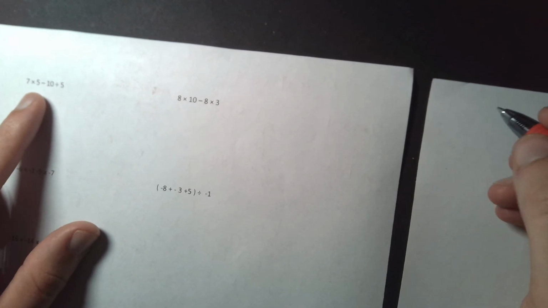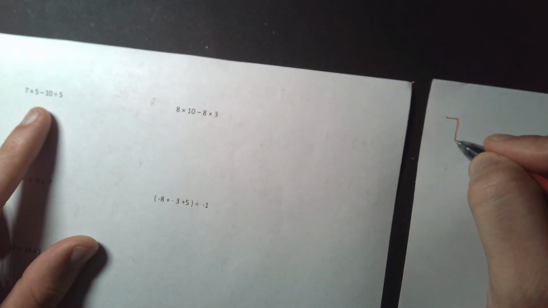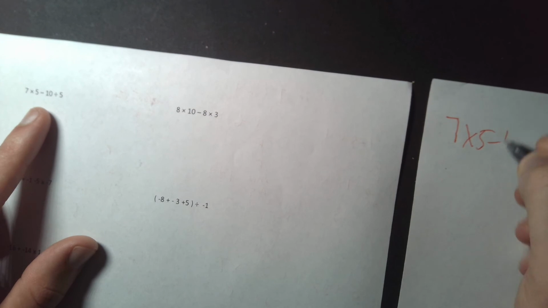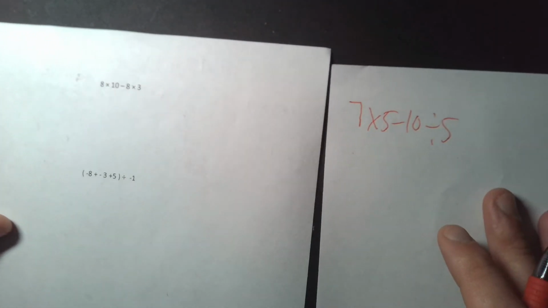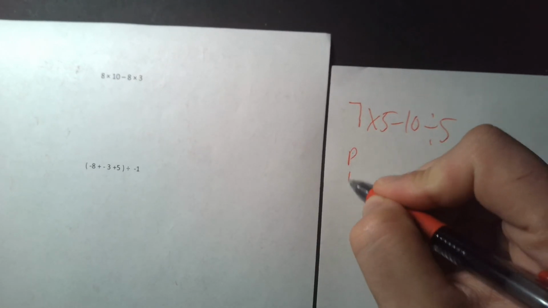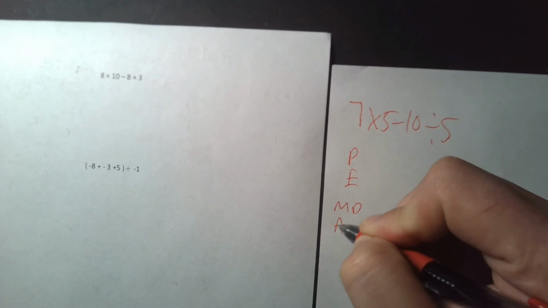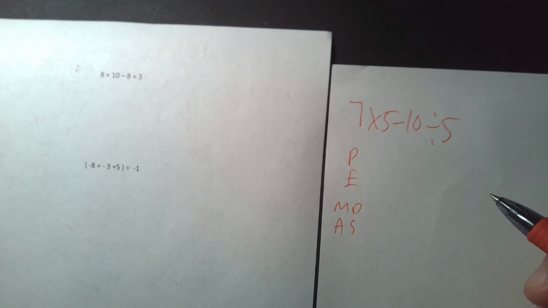All right, now let's flip both these guys over. We have some more difficult problems. So in this case, we have 4 numbers. So we have 7 times 5 minus 10 divided by 5, which is this one right here. So I'm going to write the acronym here. PEMDAS. No parentheses, no exponents.